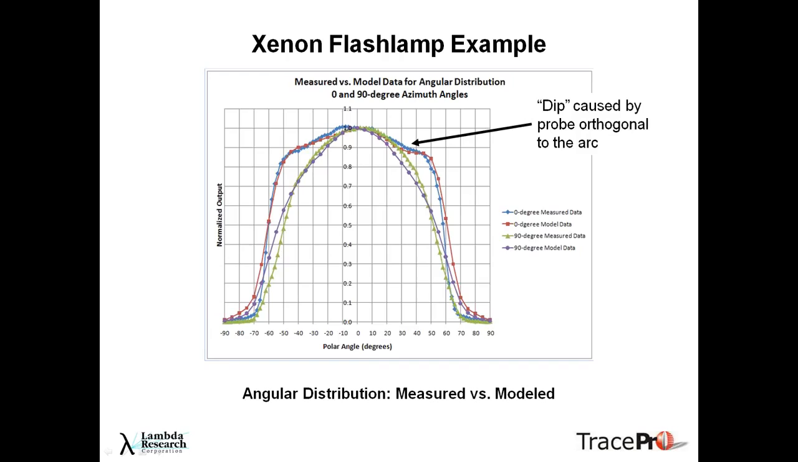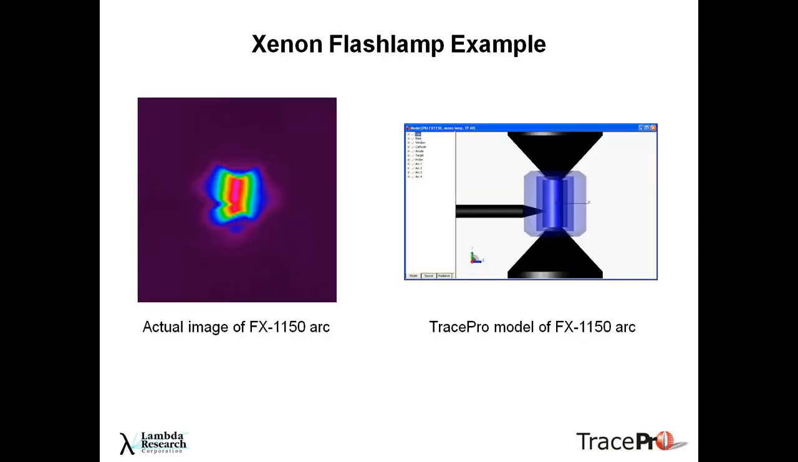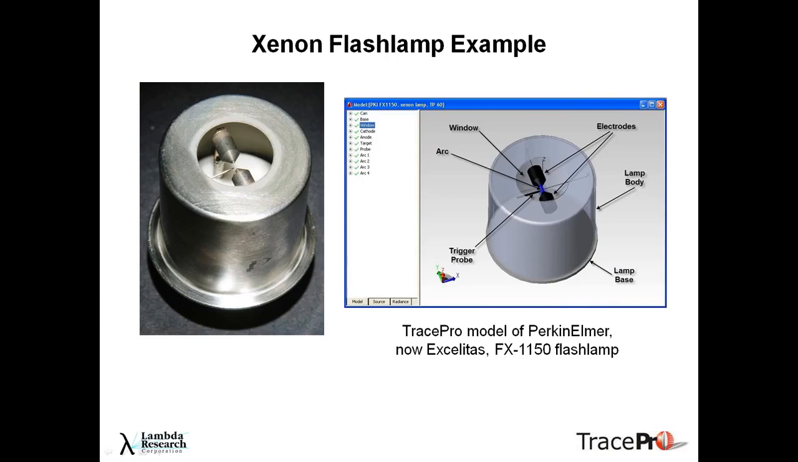And here's my measured versus modeled results. What I did to get these results, scan back up here, is I rotated around this lamp. One direction of rotation was this way, across the electrodes, and the other one was this way, along the length of the electrodes. So we'd see different angular distributions because of the positions of the electrodes.